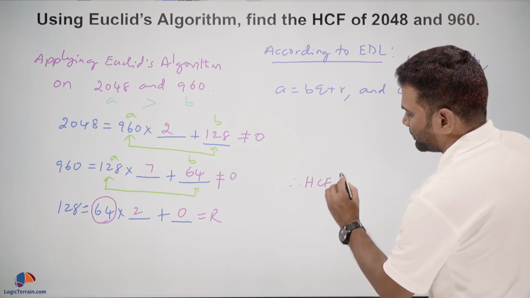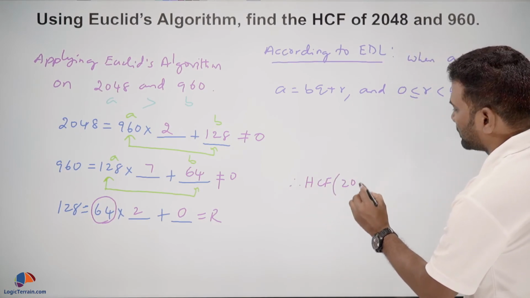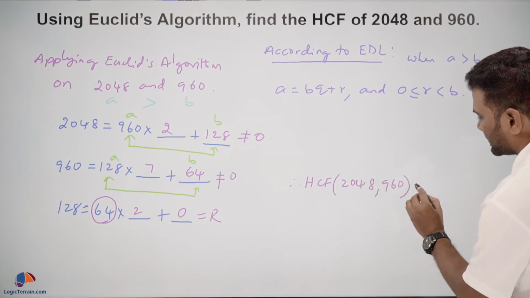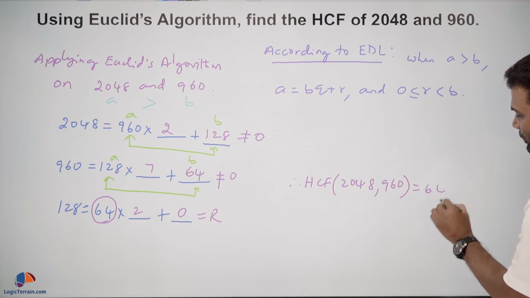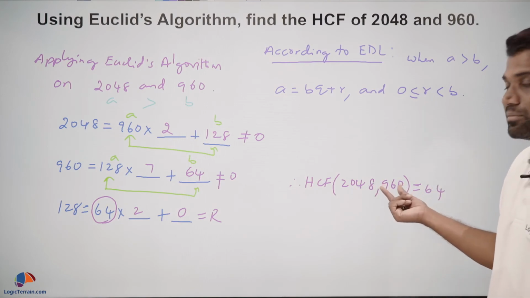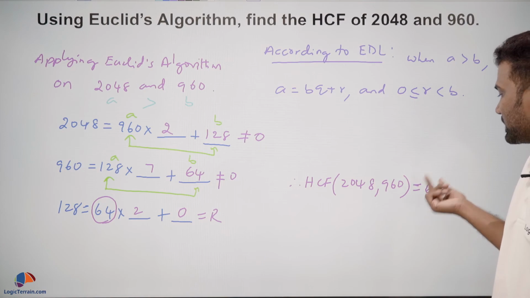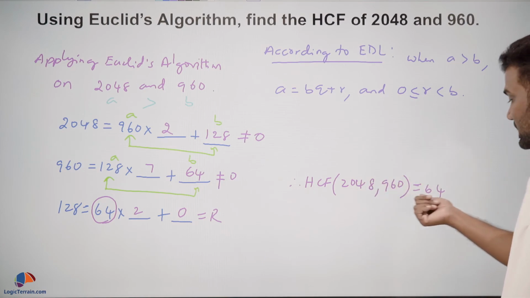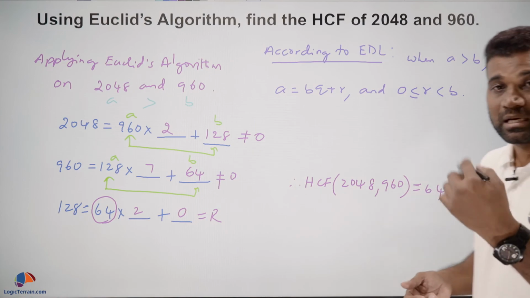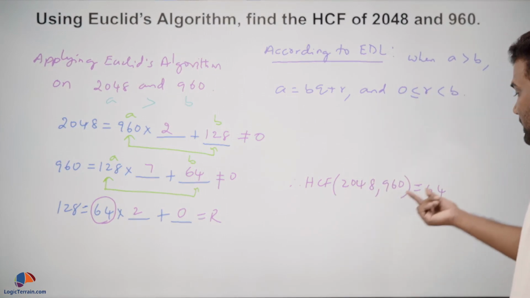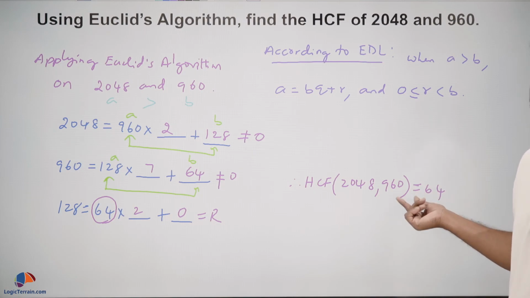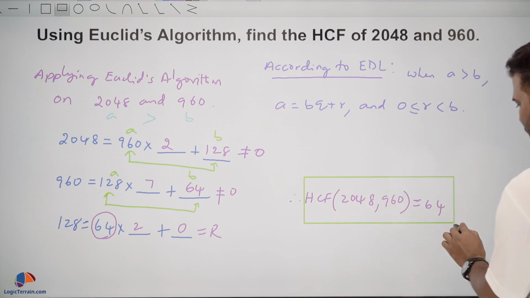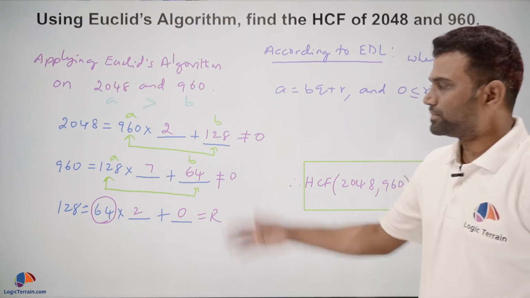Therefore, HCF of 2048 and 960 is equal to 64, which means the highest common factor which can divide both the given numbers is 64. Other than that, there are other common factors also, but here the highest common factor is 64. This is it.